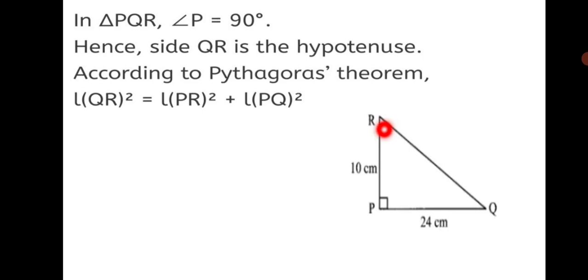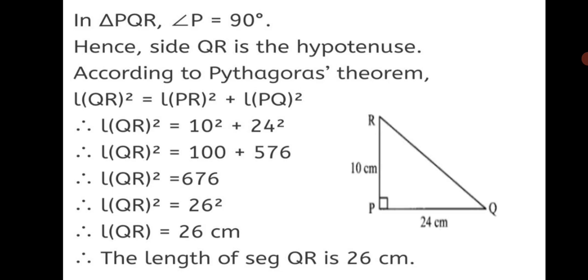And according to Pythagoras theorem, same like before, we write the statement: according to Pythagoras theorem, length QR square is equal to length PR square plus length PQ square. So, now that we have written a statement, let's substitute the values. QR we have to find out. So we write further, length QR square is equal to PR value is 10, PQ value is 24.